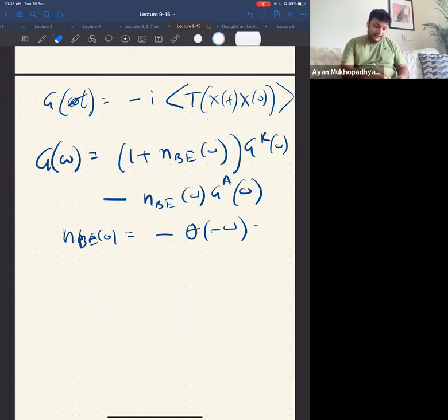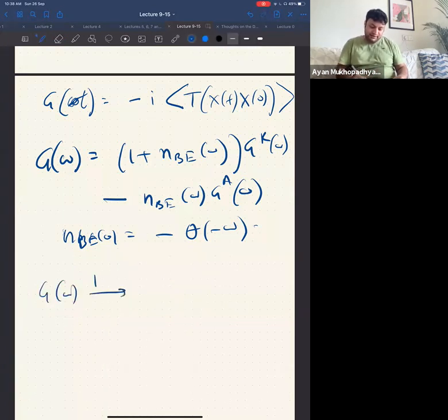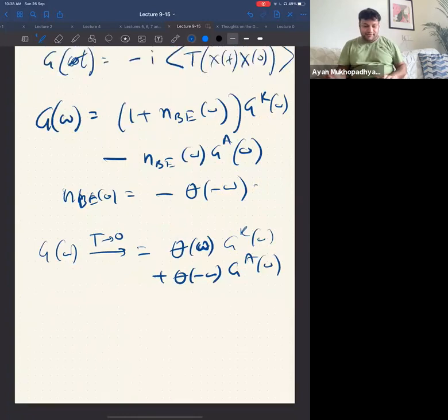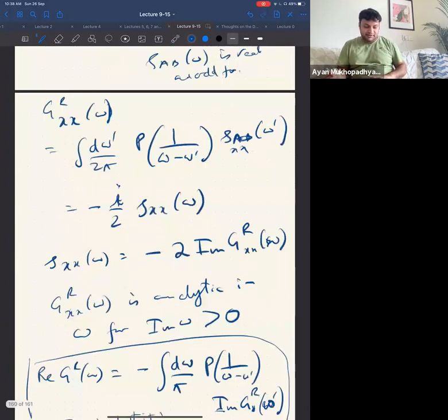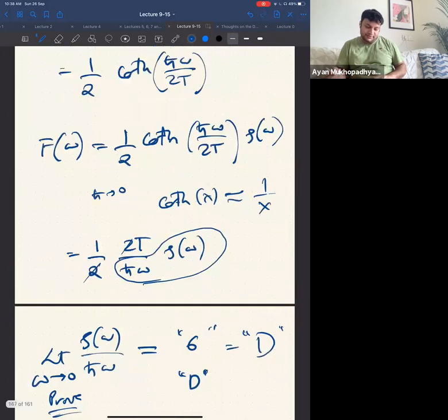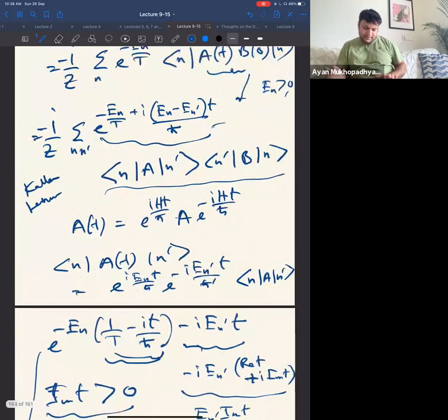So if I take the temperature t goes to 0 limit, the Feynman propagator g omega at t goes to 0 is equal to simply 1 minus theta of minus omega, which is nothing but theta omega, times gr omega, plus theta of minus omega ga omega. Again, if you go back to this harmonic oscillator and look into it, all these expressions that we had are consistent with this general expectation.